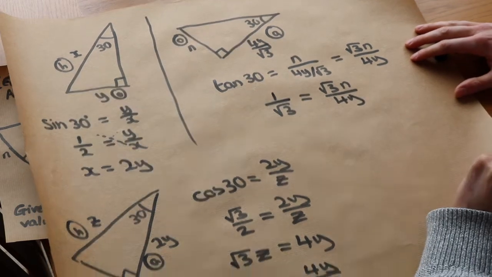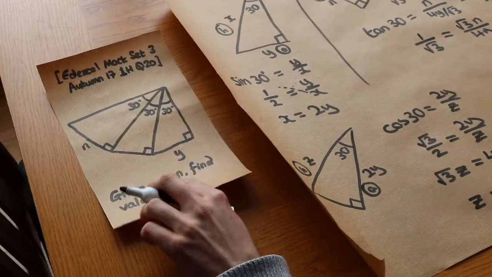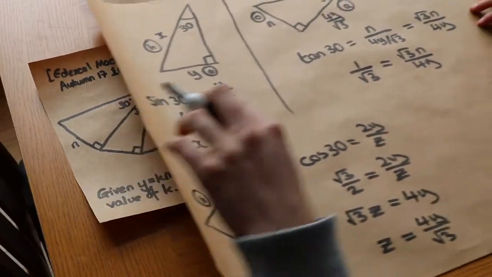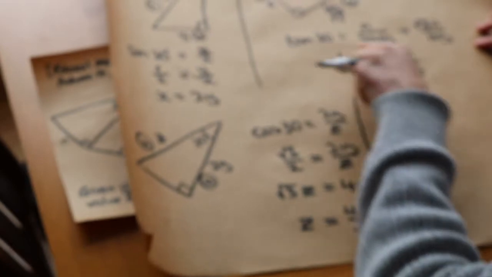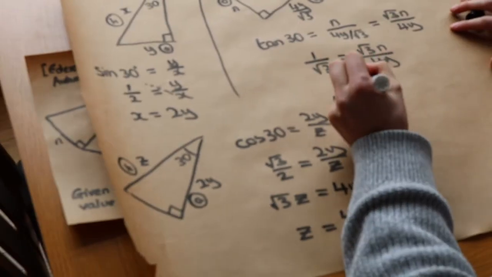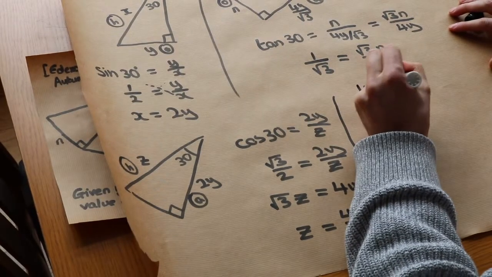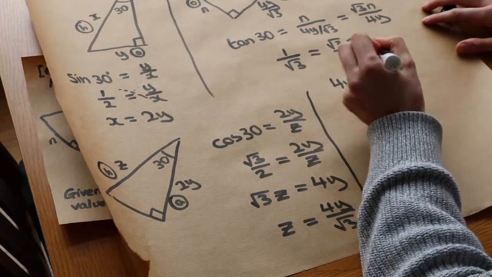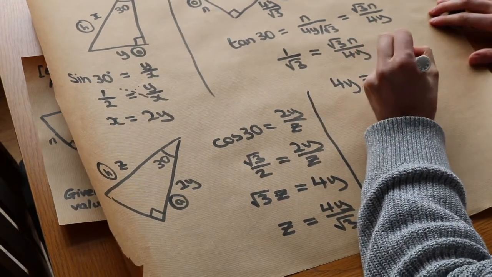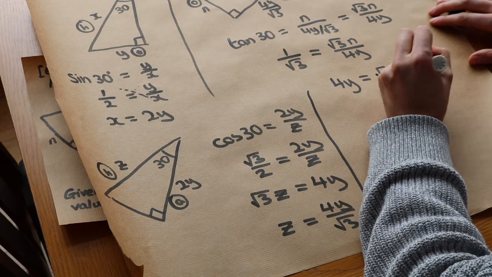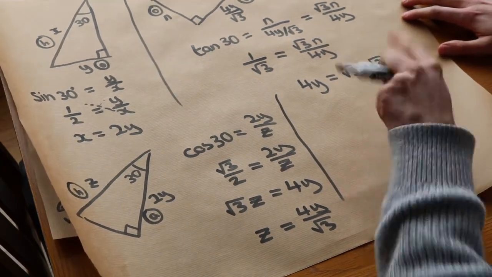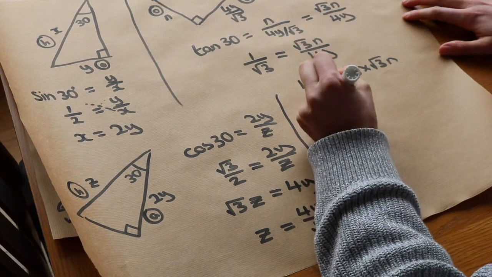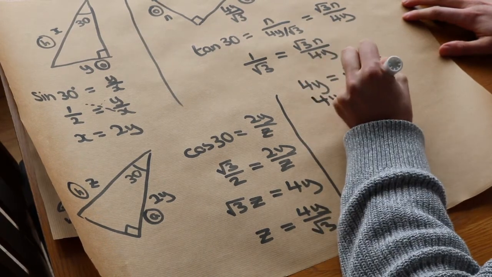And what do we want to do here? Well, if we look back at the original problem, we want to get y in terms of n. So we want to make y the subject here. So we're going to do what we usually do. We can cross multiply. So 1 times 4y. So we've got 4y is equal to root 3 times root 3n. Now, if you've done surds before, you will know that root 3 times root 3 is just 3. So we've got 4y is equal to 3n.